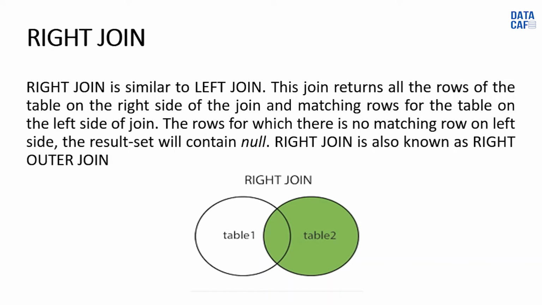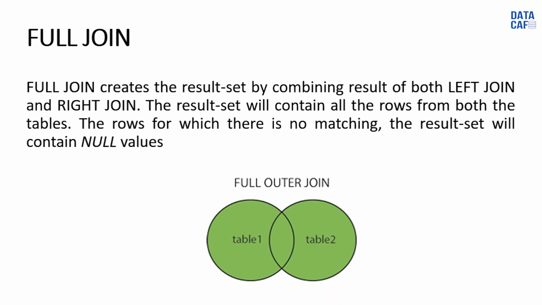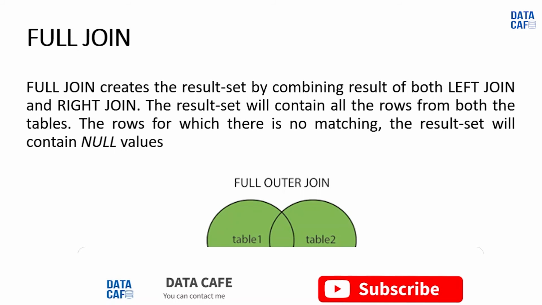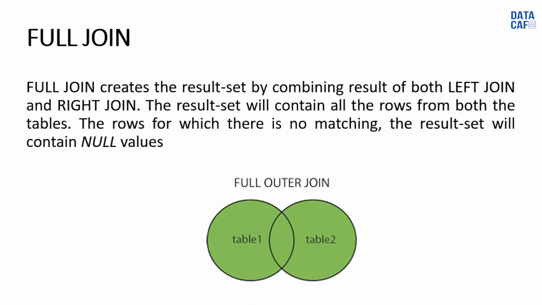Then we will see the last join type. It is the full join. This is also an interesting and very valuable join type. Now we will see what this join type is. Basically this join type creates the result set by combining the results of both the left join and the right join. It is a combination of the left join and the right join. The result set will contain all the rows from both tables. For the rows for which there is no match, the result set will contain null values.